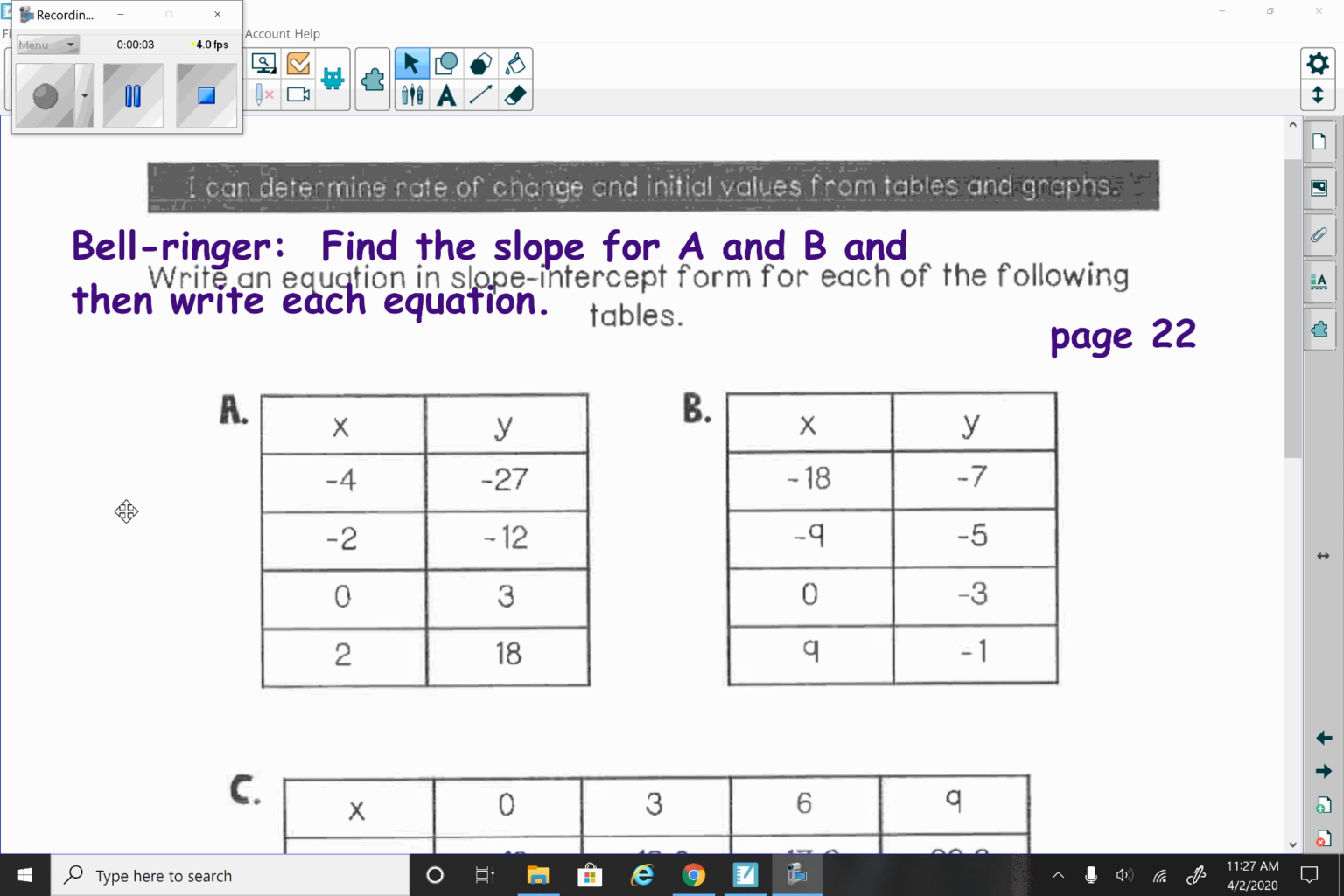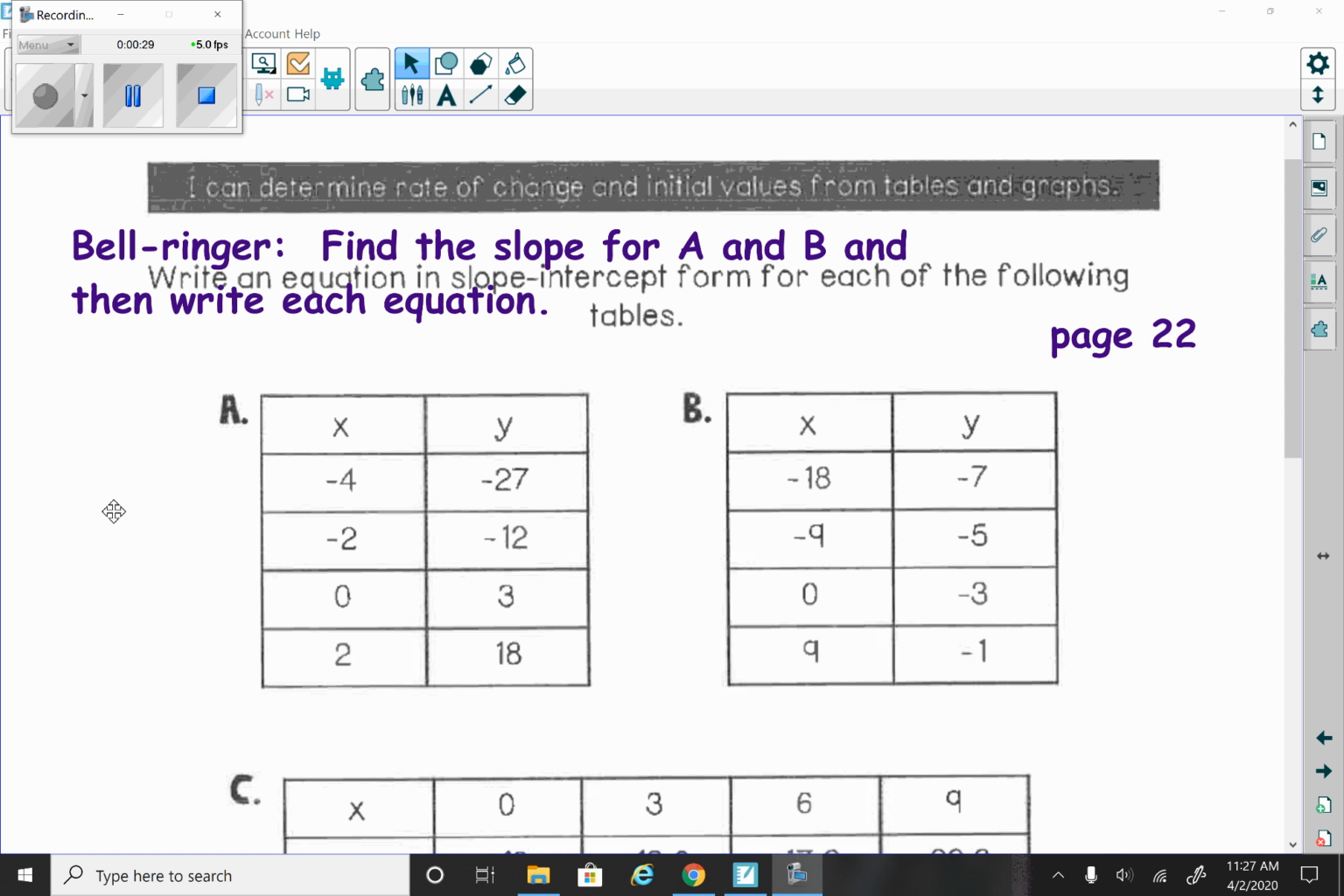Young, and today we're going to be reviewing a little bit of what we covered in lessons 4 and 5. So right now for our bell ringer, I'd like you to open up your packet to page 22. Again, if you don't have your packet, you can just be writing this down on plain paper or scratch paper, whatever you have handy. It says here to find the slope for A and B, and then write each equation.